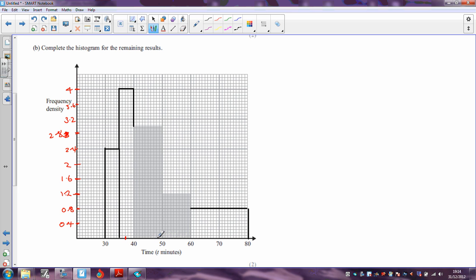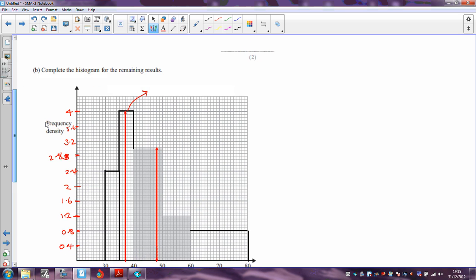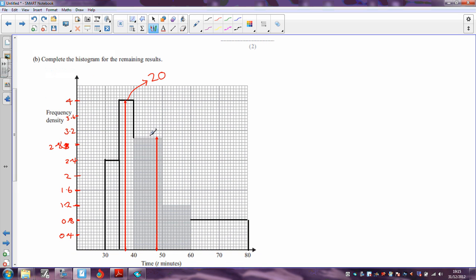and 48 is here. So what we want to do is work out how many runners have a time between 37, which is there, okay, I'm just going to put the line in, and 48, which is there. So essentially we're looking to find this area here together with this area here. Now we know that the total area for this rectangle is, in the table, 20 because that's the frequency for this group, and the total area for this group is 30.